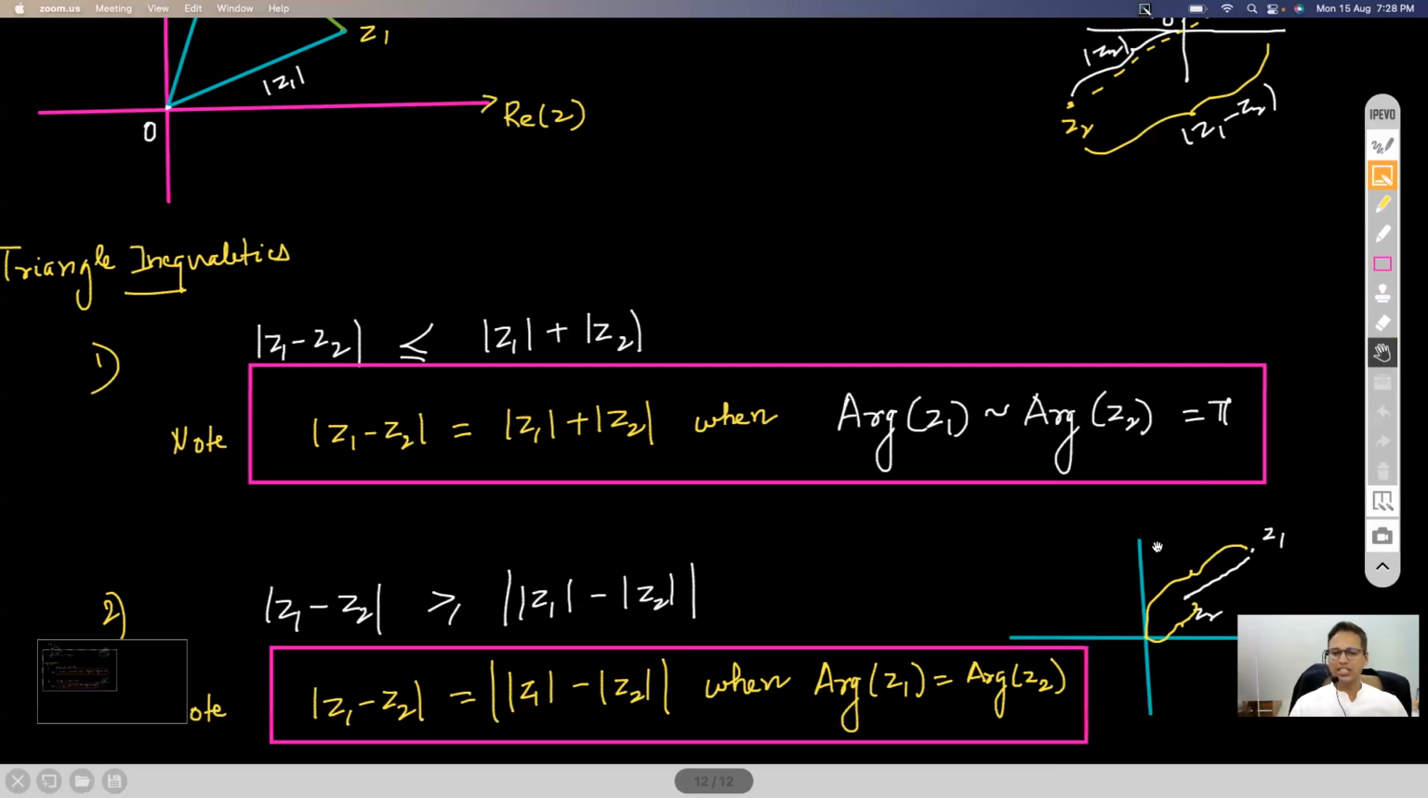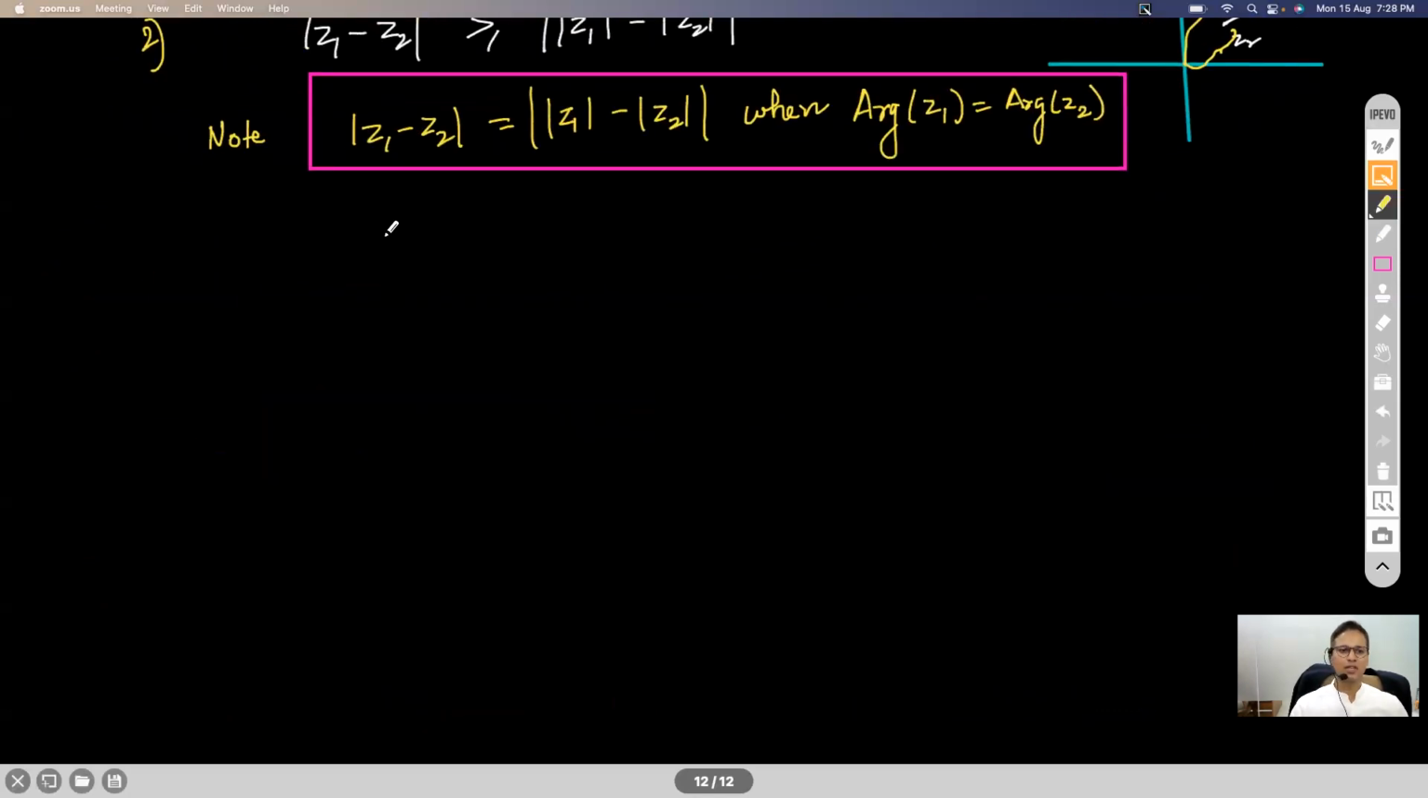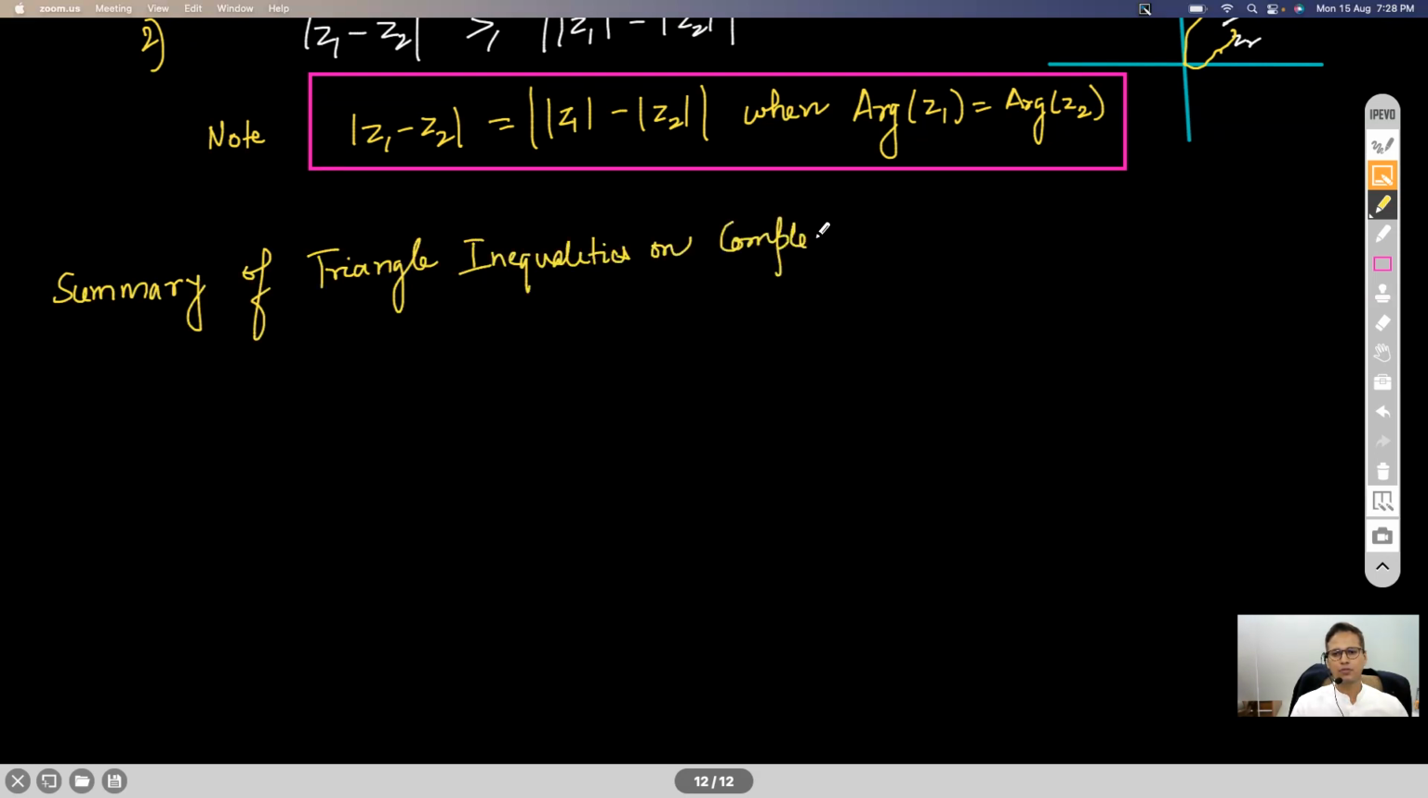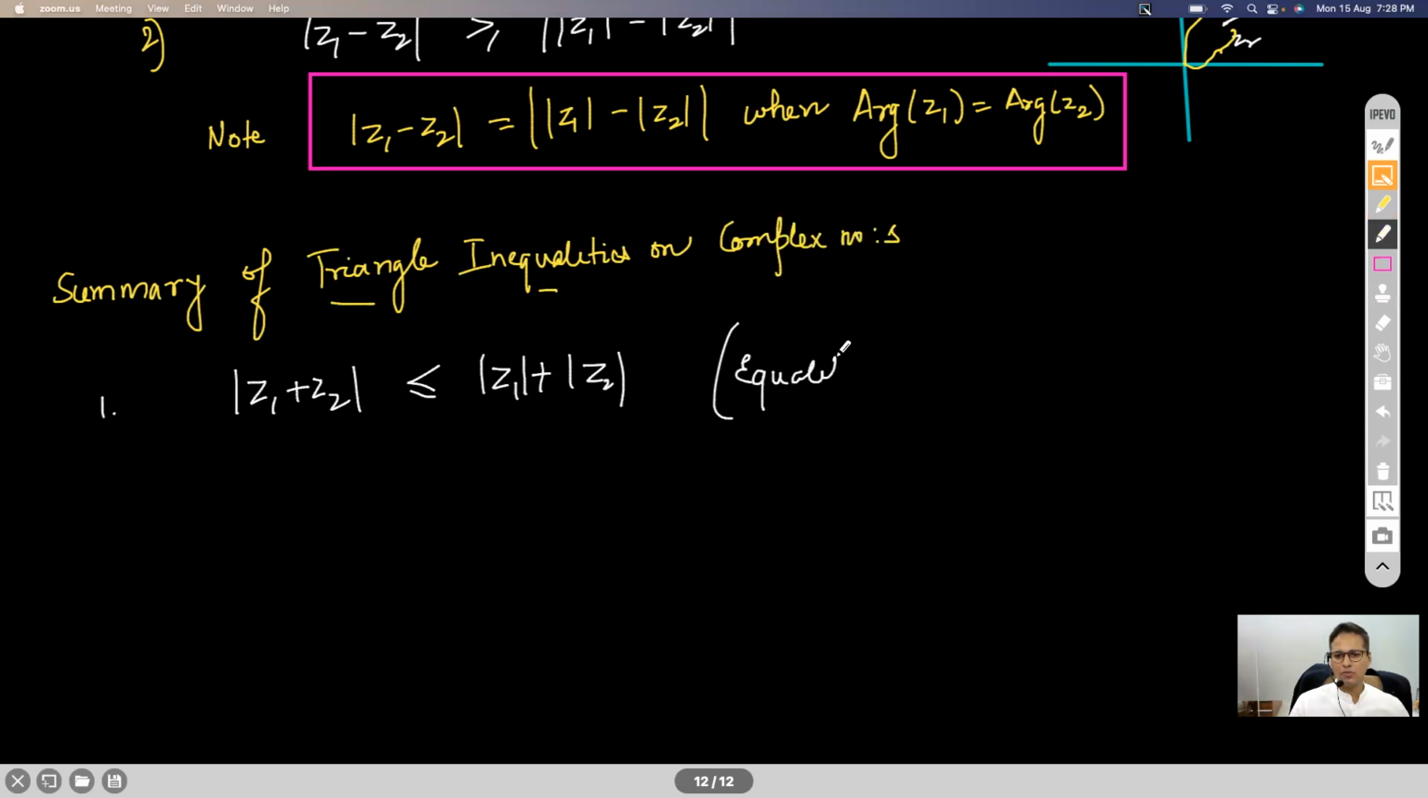Yeah. So just to summarize triangle inequalities, note this down. Summary of triangle inequalities on complex numbers. First inequality was mod Z1 plus Z2 will always be lesser than or equal to mod Z1 plus mod Z2. Equality holds when? Tell me. When their arguments are equal, isn't it? We have already done this.